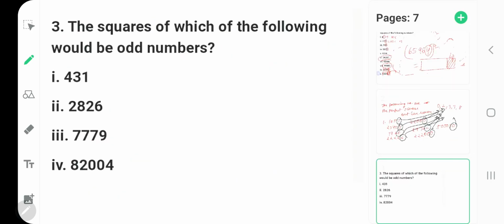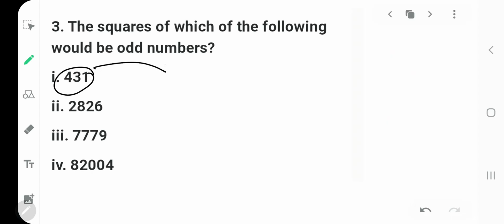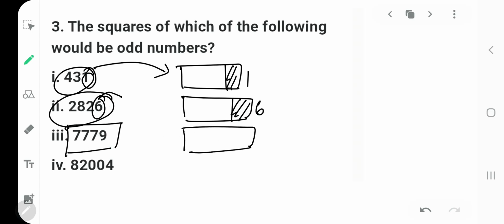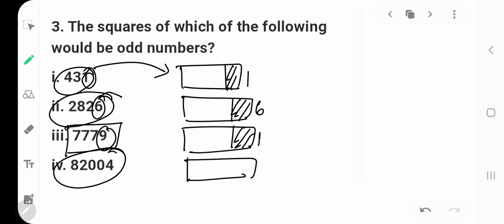Next we have, now they have asked the squares of which of the following numbers would be odd numbers. Now the square of this, as I told you, 431, naturally its last digit is 1, so the square number that comes will have last digit 1. 2826, so the square number that comes will have last digit the square of 6, 36, meaning 6. Then you have 7779, so check its last digit, square it, the square of 9, that is 81, so last digit is 1. 82004, so after squaring, the square of 4, the last digit will be 6.